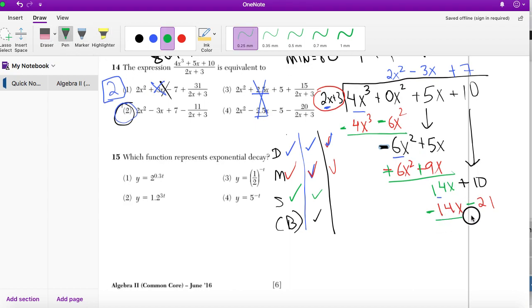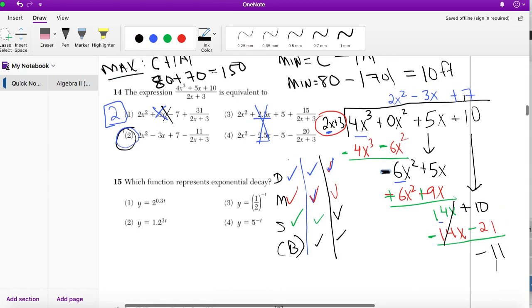Right? And the more comfortable you get with this, the faster it gets, and you don't need to list them out like this. But we got this, so 14x is canceled, 10 minus 21 is negative 11. That's our remainder. Our final remainder goes on top. So I could either write plus negative 11 or minus 11, and whatever we're dividing by goes on the bottom. Since we can't divide it any farther, it's minus 11 divided by 2x plus 3.